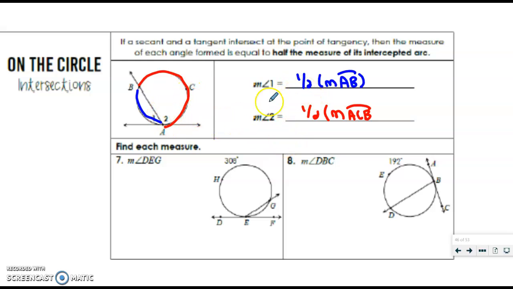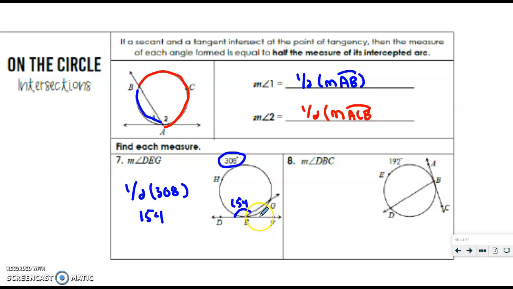And the way this relationship works is if I take half of this arc, it's going to equal angle 1. And if I take half of whatever this arc is, it's going to get me angle 2. So in this case, I want to find out what DEG is. So I want to find out what that angle is. So we're going to be taking half of this arc that's related to it, which is 308. So we're going to take half of 308, and that's going to give us what that angle measure is. And that angle measure is going to be 154.